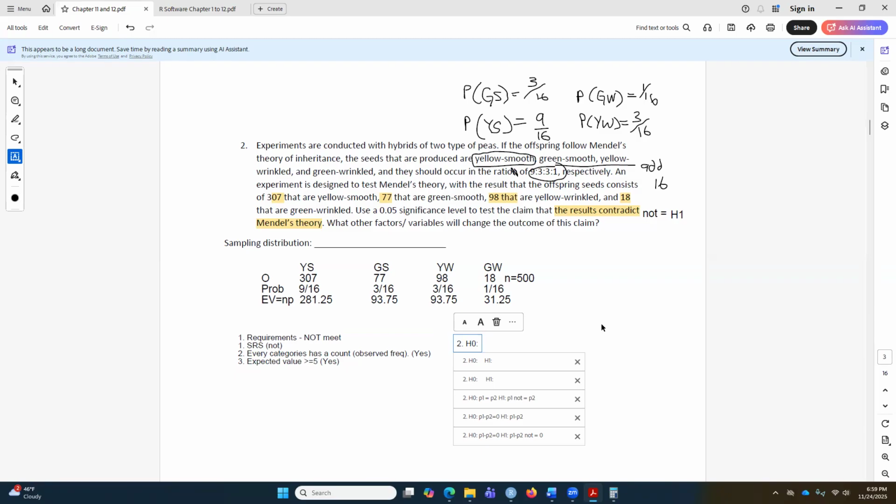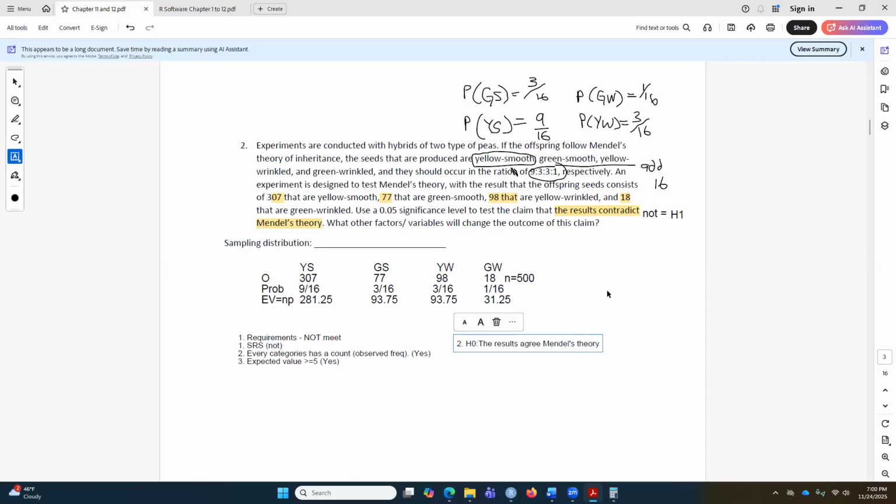Okay. So the null hypothesis is as what is in the claim statement. Unfortunately, the claim statement uses the word contradict, so you cannot copy and paste it into your null. So you have to change it. Does anyone know the opposite of the word contradict? It goes together. So agree. Yeah, agree. So in this case, it will be the results agree with Mendel's theory.